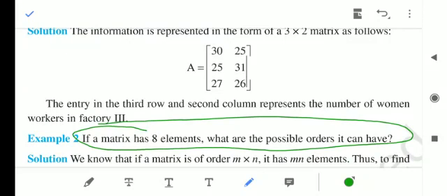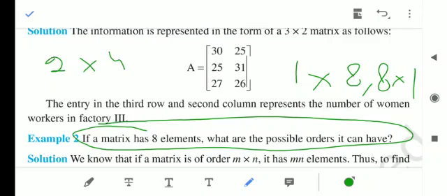8 elements can be, if we take one row and 8 columns, so the order will be 1 by 8. It will contain 8 elements. If 8 rows and 1 column, then again the number of elements will be 8. If it has 2 rows and 4 columns, it will be 8 elements, and 4 rows and 2 columns, this will also be 8. These are the only 4 conditions where the total number of elements in the matrix will be 8, and these are the possible orders of that matrix.